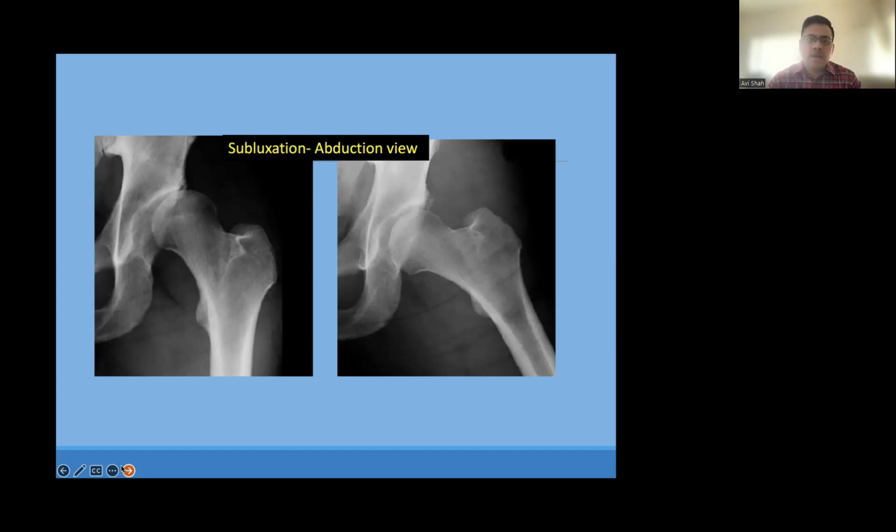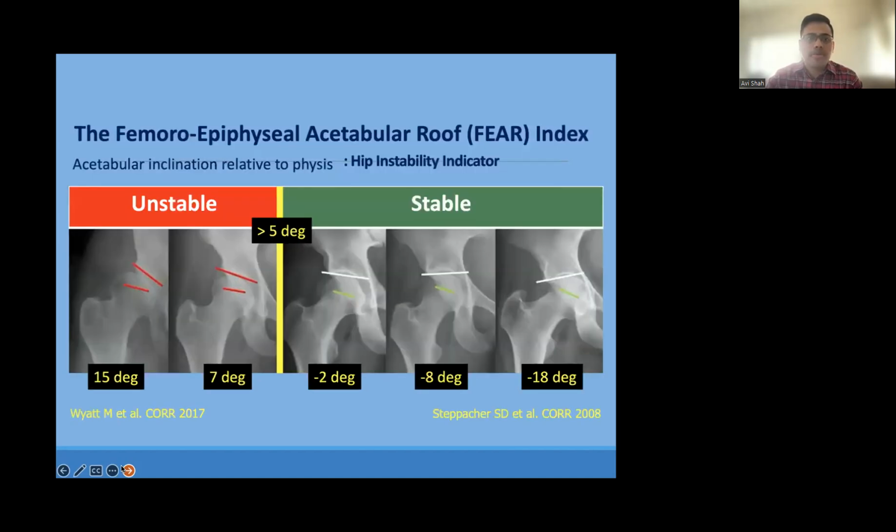If you see here in this X-ray, there is lateralization, reduction in joint space, and dysplasia. But once we take an abduction view, you can see the joint space actually is normal. The problem is mainly the subluxation. So this way we can differentiate between these two by taking an abduction view.